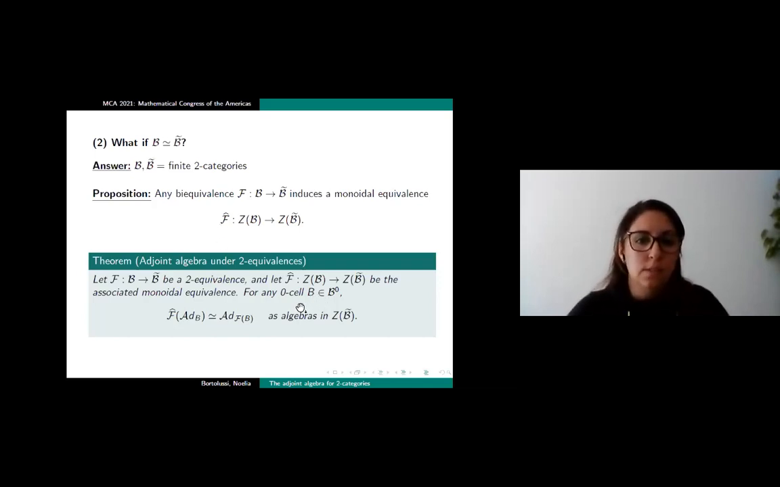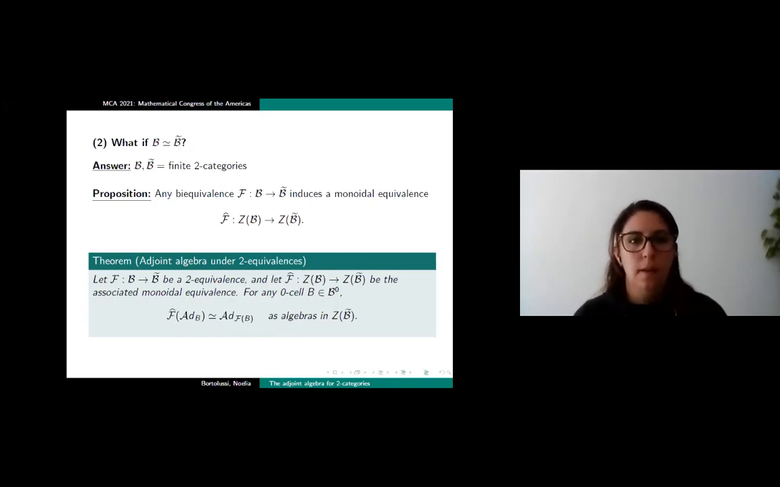You take your equivalence f, you take the associated monoidal equivalences, then for any zero cell B, if you compute the adjoint algebra of B, and then you apply the associated monoidal equivalence, this is isomorphic to computing the adjoint algebra of f of B. And they are isomorphic as algebras in the center of B tilde. So what we are saying is that if we have equivalences, they send adjoint algebras to adjoint algebras. Okay, this is really, really nice.